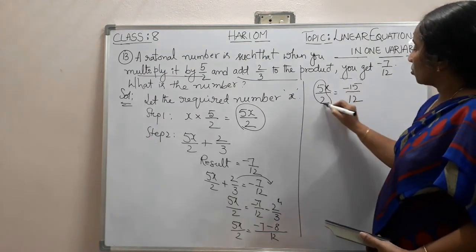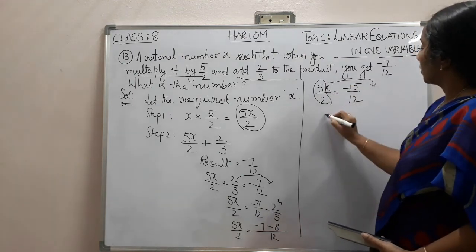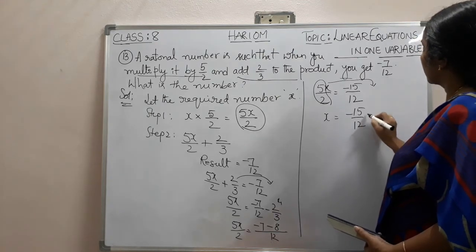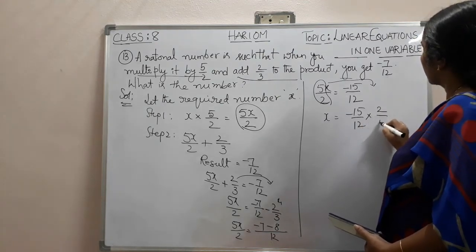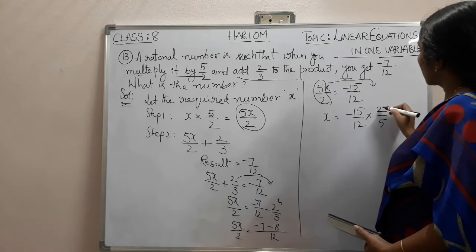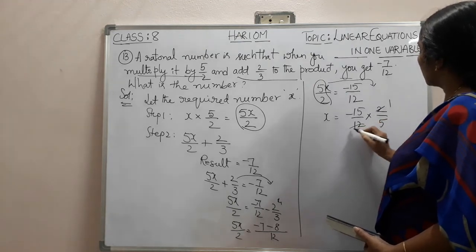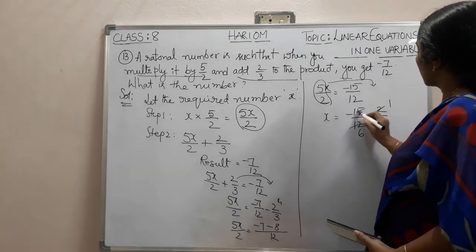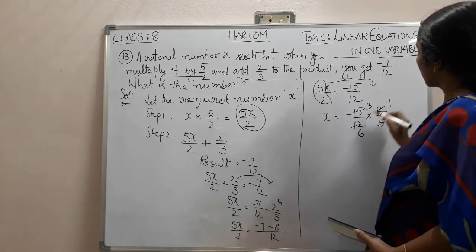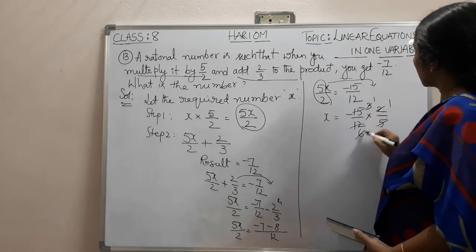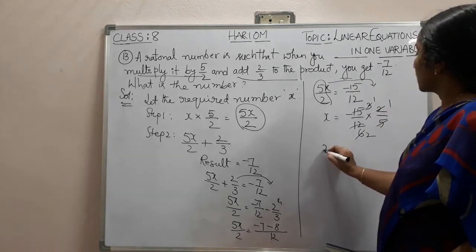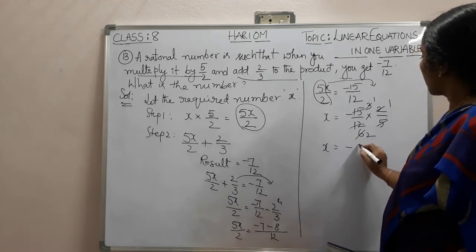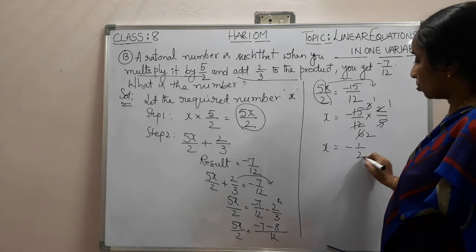Now this 5 by 2 becomes this side 2 by 5. Now it is 2 ones are 2, 6, 5 ones are 5, 5 threes are 15, again 3 ones, 3 twos. It is x is equal to minus 1 by 2.